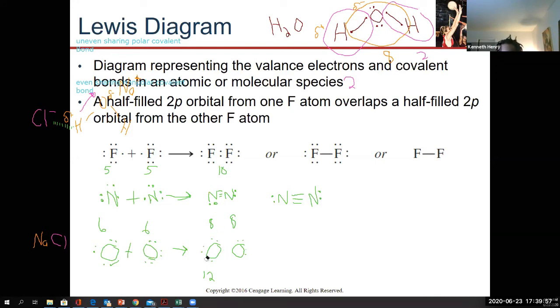So what if we take 2 from each one? We'll share 2 from each one. Does that reach the octet rule? Yes. So that's 2, 4, 6, 8, 2, 4, 6, 8. They both have 8 around it. So that's a go. So that's what it's going to look like.